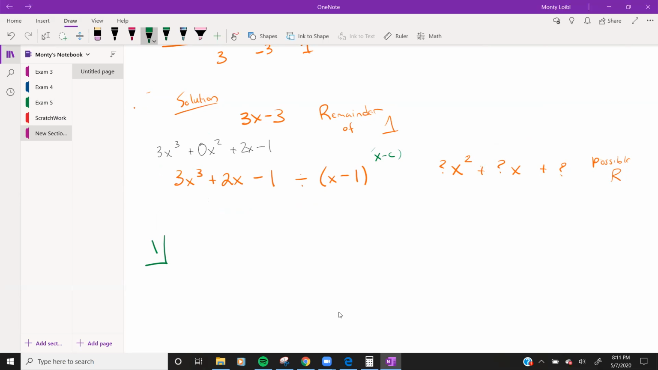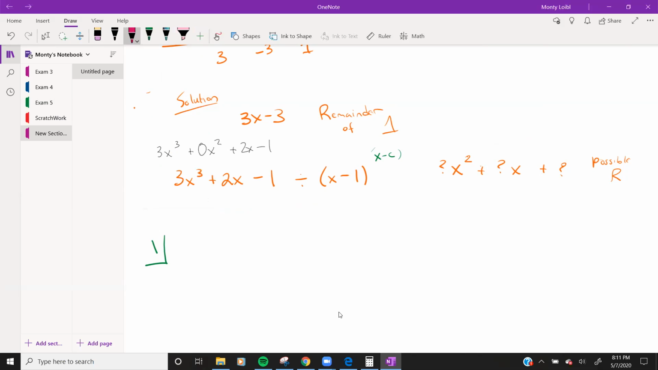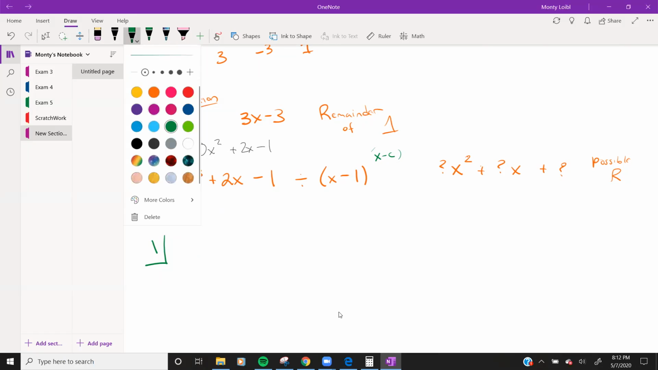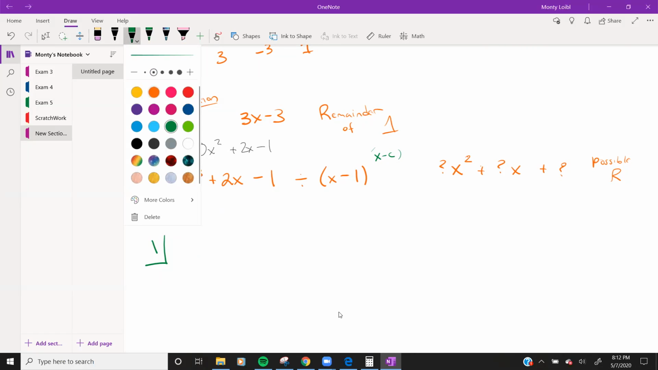So we've got 1, the opposite of the constant term inside our divisor. Because under the x minus 1, it would be x minus negative 1. Hold on, let me set it up here. This thing's messing up on me. I think it's this one. All right, so we're going to set up here.